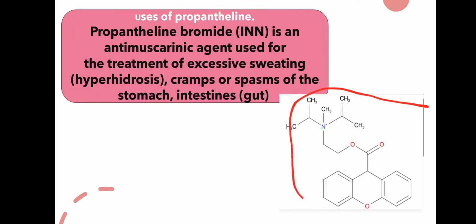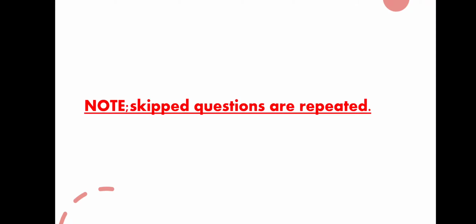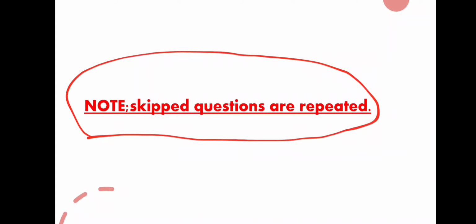Go through this structure. Note here, skipped questions are repeated. Those questions which are skipped are repeated in the other question papers for which I had made videos. So video is very important.